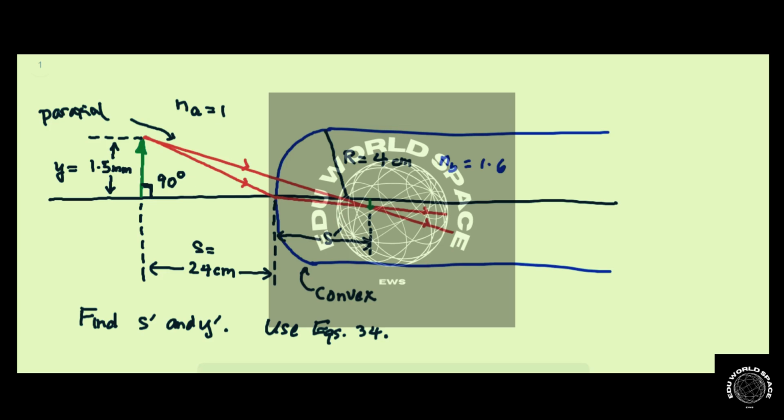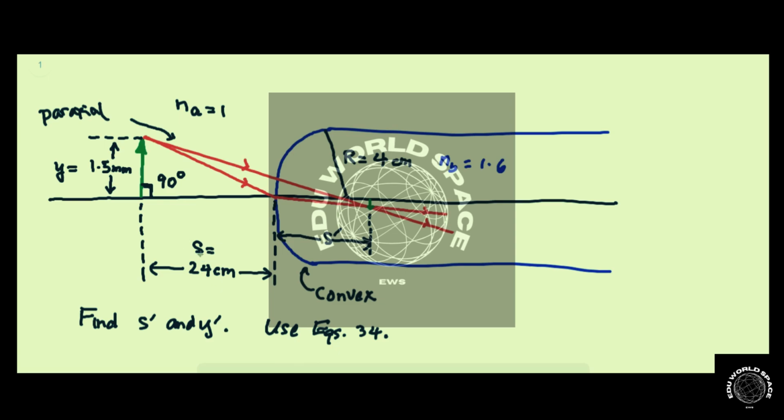In this problem, I drew a picture to indicate all the pertinent bits of information that are given. So let's start with the object. We're told that the object is at right angles to the optic axis and it's an arrow. And we're given the height of 1.5 millimeters.